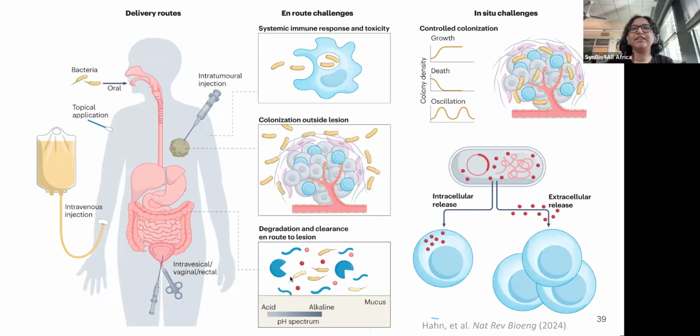And like I was mentioning before, there's a lot of ways that your body naturally degrades and clears bacteria on its way to the cancer cells. And so the therapeutic has to be able to get past that. Once it's actually at that site, it's really important to control the colonization of the bacteria, transport the payload to the proper location, and also make sure that there's an actual therapeutic effect against your immune cells. So, yeah, this is a very quick explanation of some of the challenges that we face with living bacterial therapeutics.